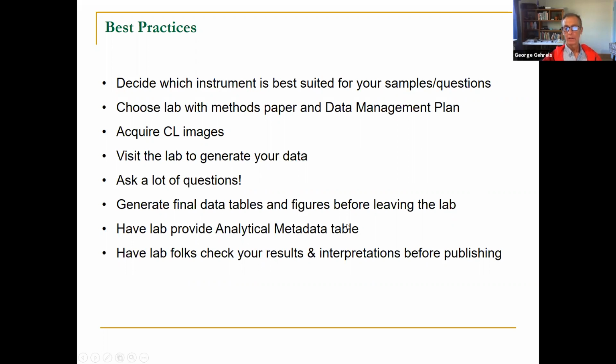Have the lab provide this metadata table. This is what's going to go into your publication. It talks about the methods used. And then have the lab folks check your results and interpretations before you go to print. This is how we operate. A lot of labs in the US and around the world operate exactly the same way. This is not just our lab, but a lot of people have migrated toward these best practices. So I'm going to stop there.